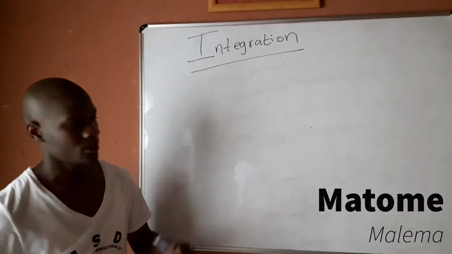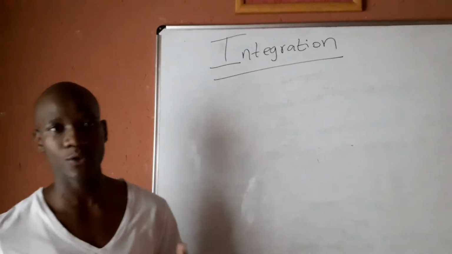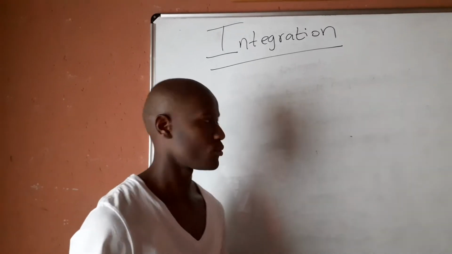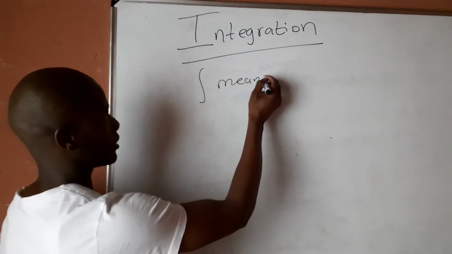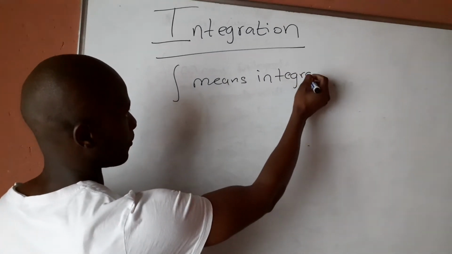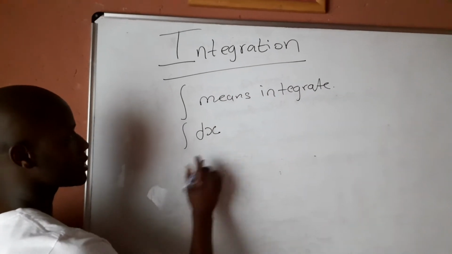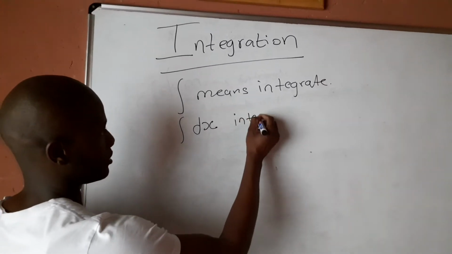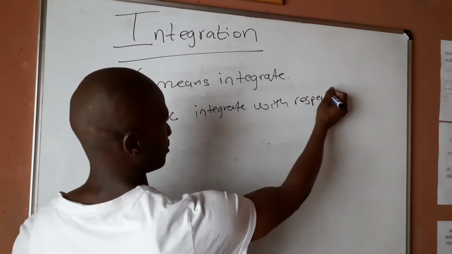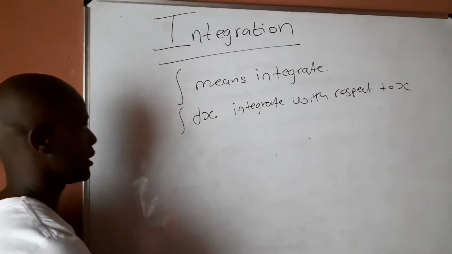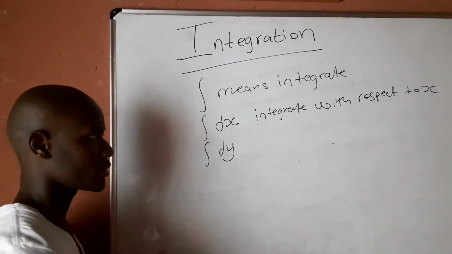Integration, guys. What is integration? Integration is an inverse operation of differentiation. We have the integral symbol. This symbol means integrate. So integrate dx means integrate with respect to x, and integrate dy means integrate with respect to y.